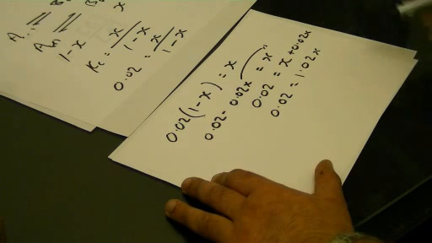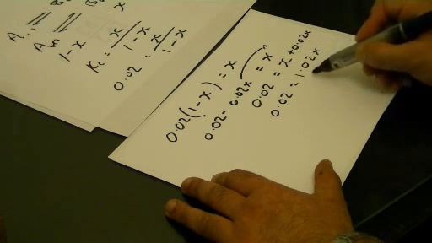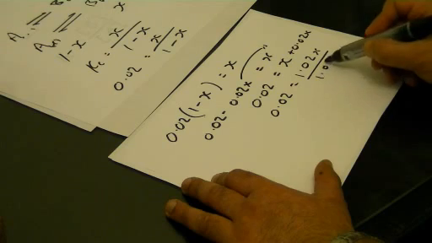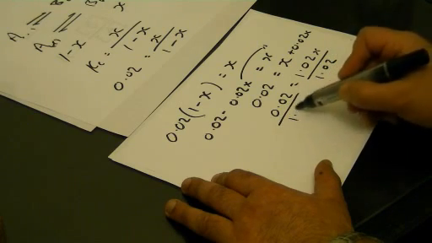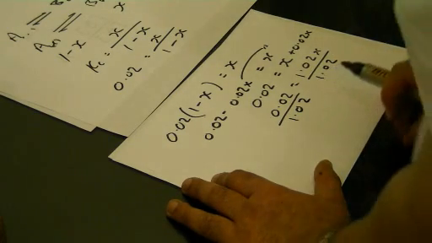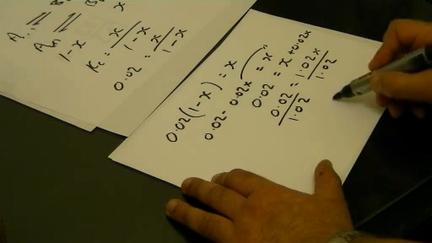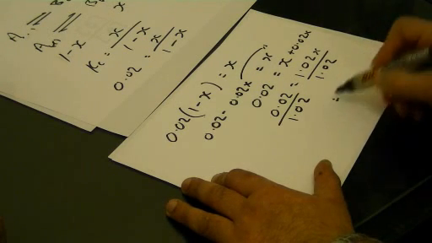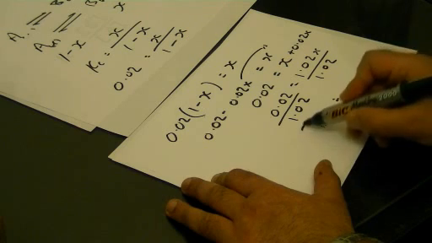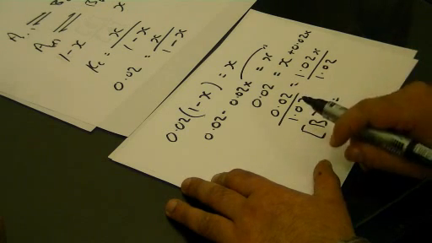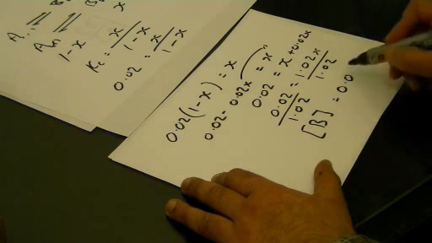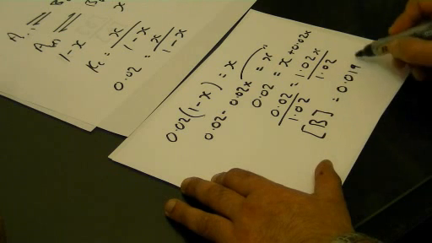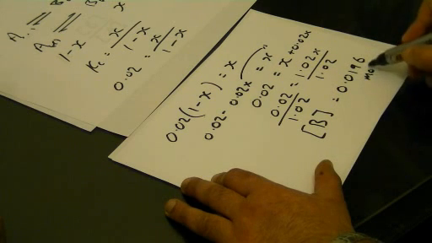At this point here, I want x all by itself, so I divide this by 1.02. I divide this by 1.02, and what we should get is a concentration of B. So the concentration of B, and I put it in square brackets here, should be 0.0196 moles.